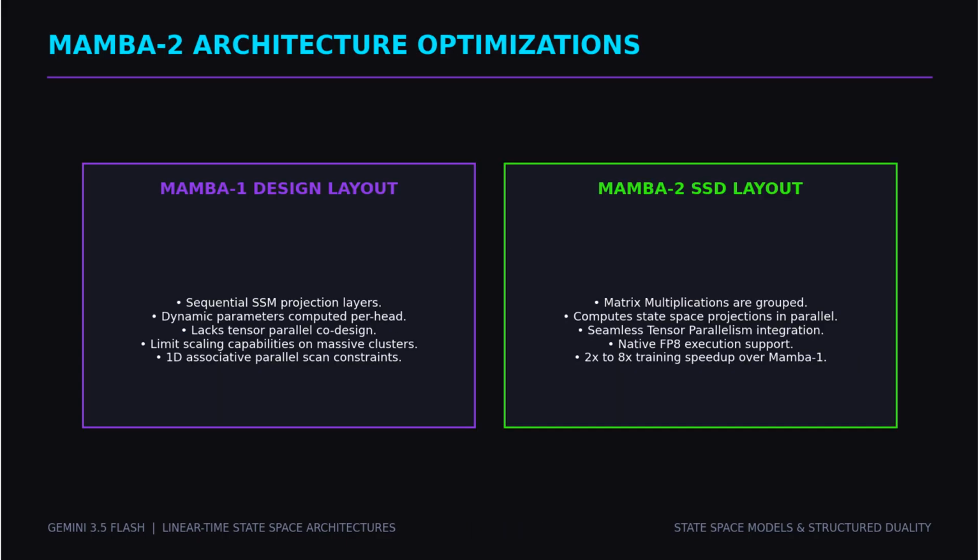By framing SSMs as dual attention formulations, Mamba-2 enables the use of tensor parallelism and highly optimized matrix multiplication kernels. This dual framework achieves 2 to 8 times faster training and inference throughput compared to Mamba-1, merging the theoretical scaling benefits of state space models with the hardware efficiency of attention.